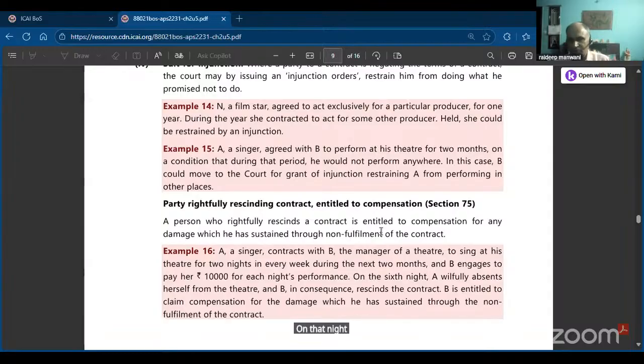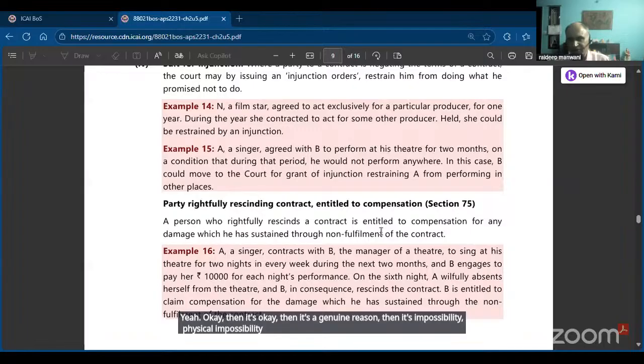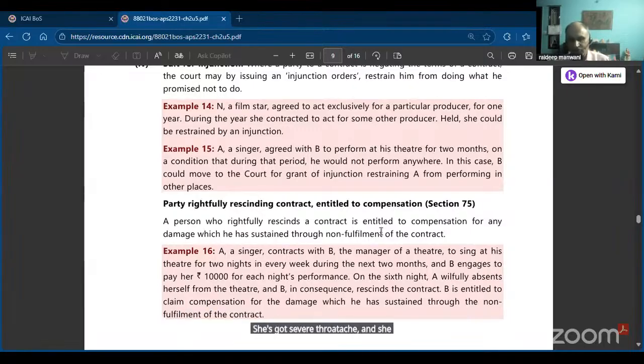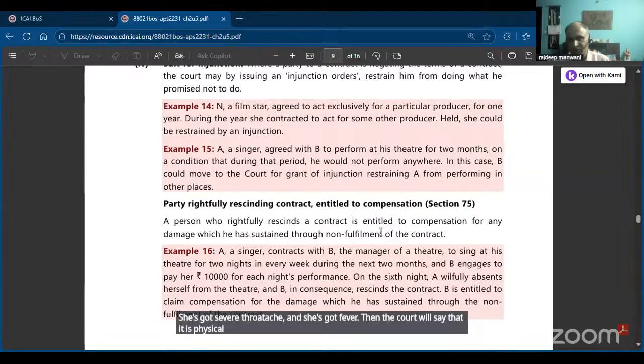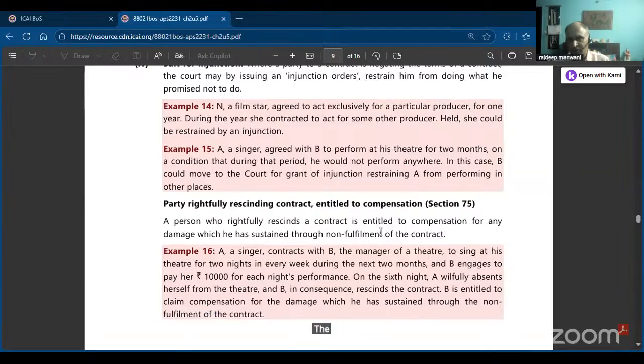Okay, then it's okay. Then it's a genuine reason. Then it's impossibility, physical impossibility. Suppose she has got laryngitis or she's got severe throat ache and she's got fever. Then the court will say that it is physical impossibility. The contract on that night becomes null and void. Understood or no? Got it, sir.